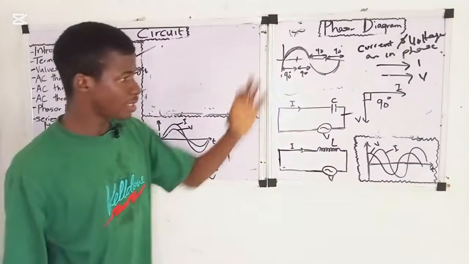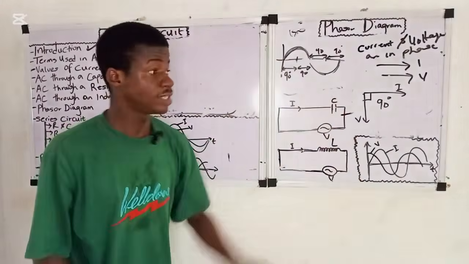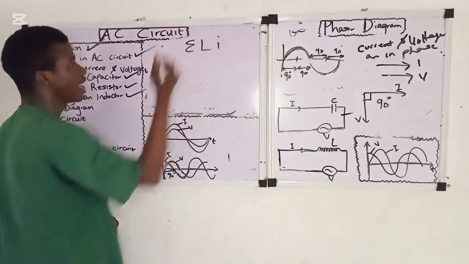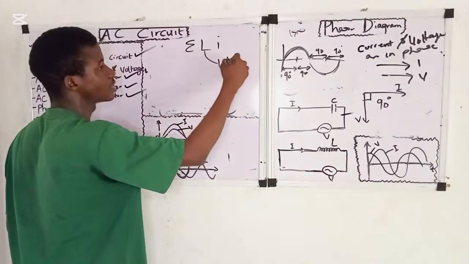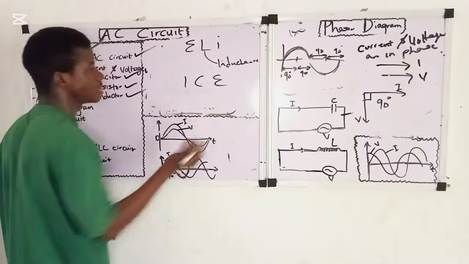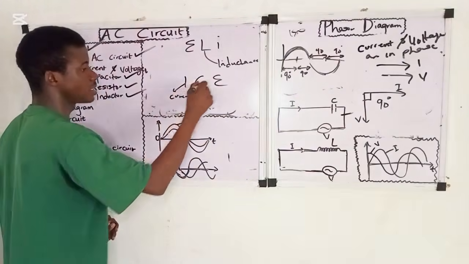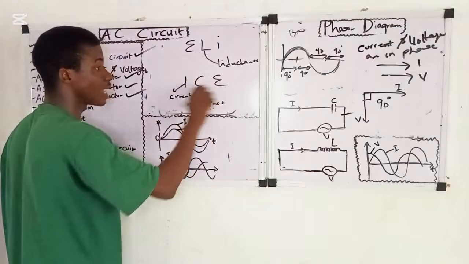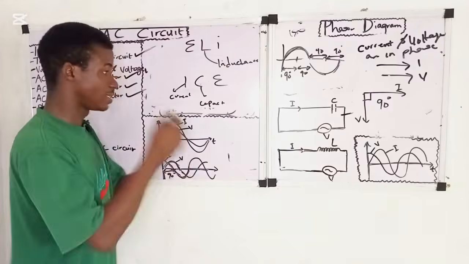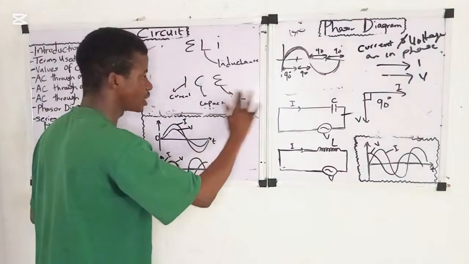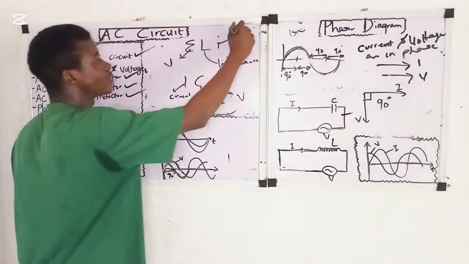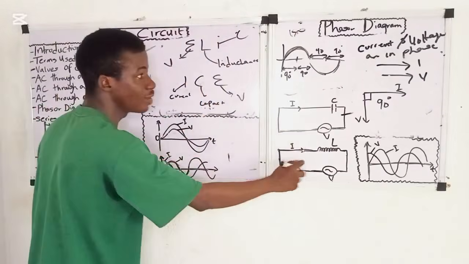Now, in a purely inductive circuit, I'll give you guys this acronym to remember: LI. This L is inductance. Remember, for a purely capacitive circuit, make use of ICE, right? This is current, this is capacitance. So this tells you that you are dealing with a purely capacitive circuit. E is EMF, or you can say voltage, they're the same thing, right? Then this one, LI, E is voltage, I is current. So this one is for a purely inductive circuit, right?